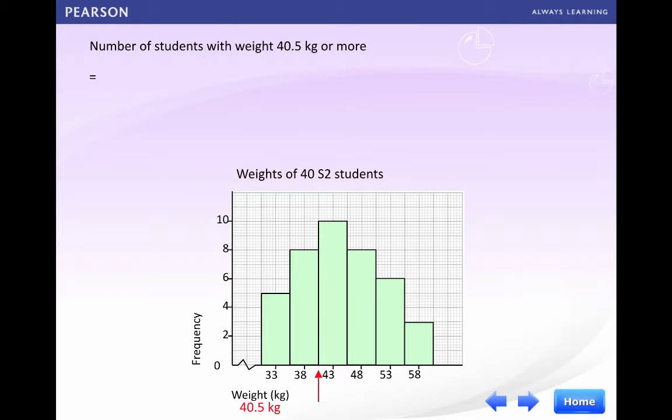And we want to know the number of students with weight 40.5 kg or more. We can look at this point. And then all the frequencies, all the data here, are the students with weight 40.5 kg or more. So you can get this. By adding them up, it should be 27.